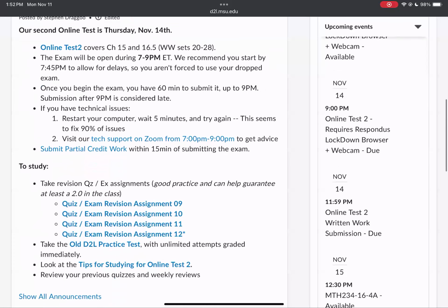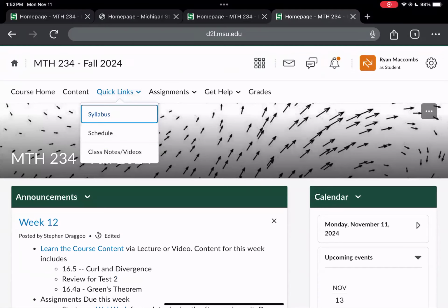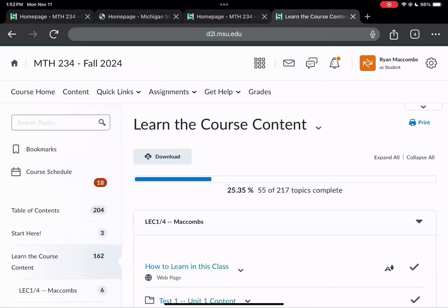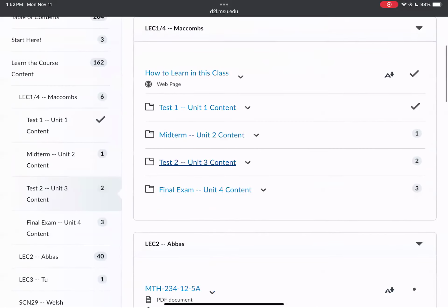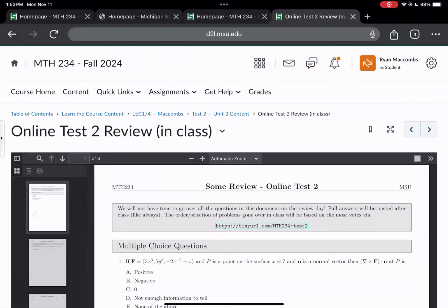Again, you have quiz and exam revision assignments you could do to practice. We have a D2L practice test that you can use to practice. I have that checklist. Wednesday's class will be a review. And again, we can go in here and I could showcase really quick, assuming D2L loads for me. So if we go under the test 2 content, that's unit 3 here. We have this online test 2 review in class, this PDF here. And similar to last time, you can vote and tell me which problems you want me to cover in Wednesday's class.